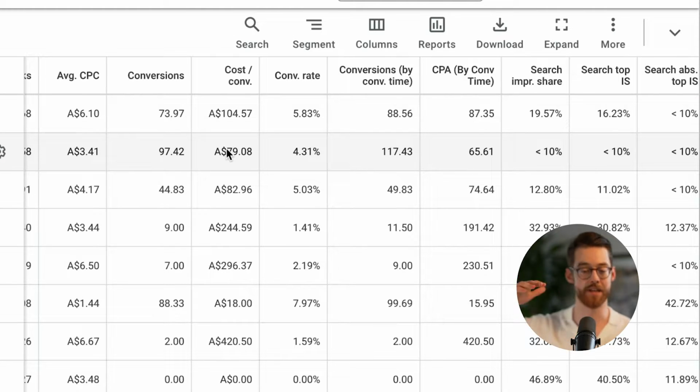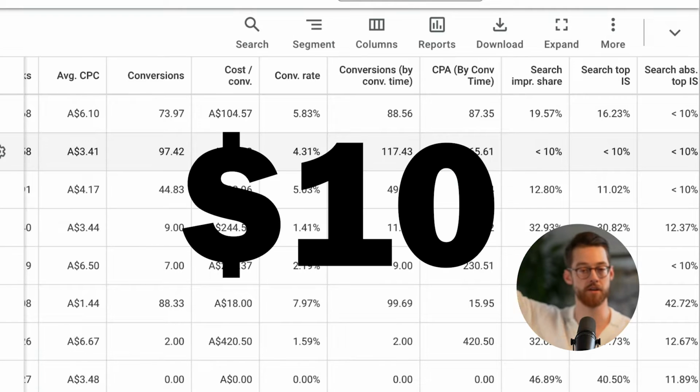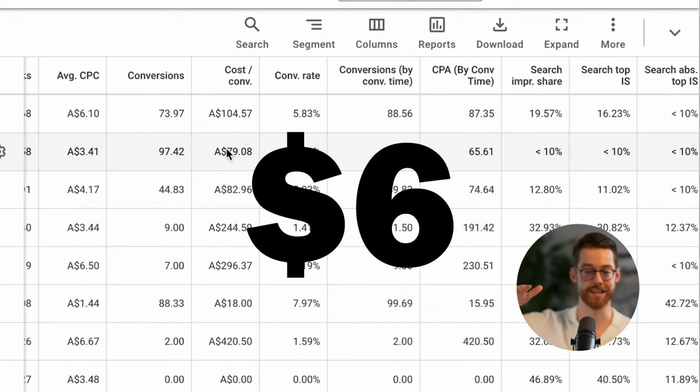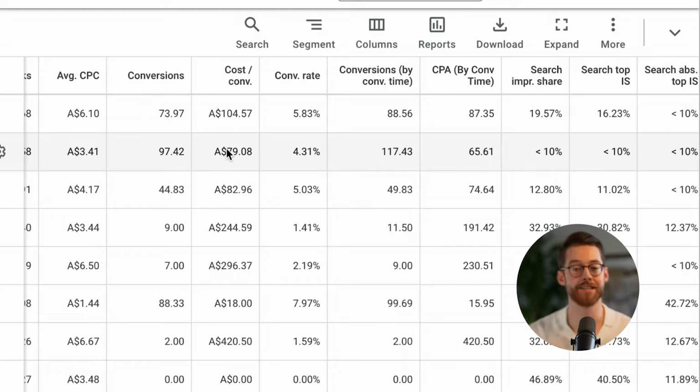So let's just say all of the clicks are getting bought for $10 or higher and you're bidding $6. You might be willing to pay $6 for a click, but there aren't any clicks going for that price. So you actually do need to bid higher in order to continue to get volume and to continue to get impressions and clicks in that campaign.